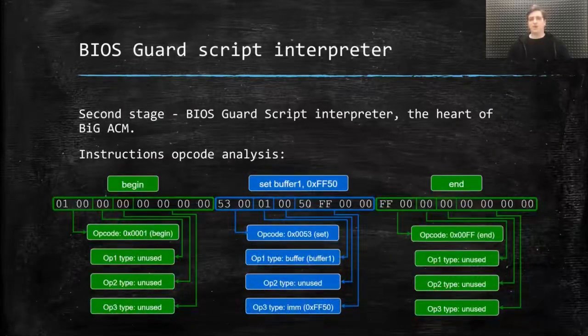Each BIOSGuard script line has a fixed 8-byte length. Instructions include a 2-byte opcode number, 1 byte for the first operand, 1 byte for the second operand, and 4 bytes for the third. The method of using these operands can be described by some sort of a mask. For example, if you look at the byte representation of the instruction set buffer 1, FF50, you can see that operand 2 is not used. The number of the buffer is passed through the first operand, but a long immediate value cannot be passed through the second operand, so the third operand is used instead. So operand 2 can be masked as unused.